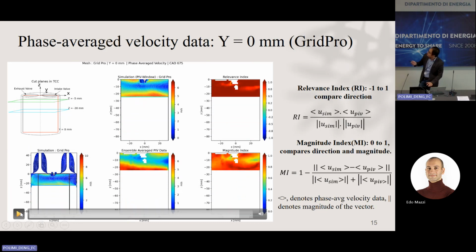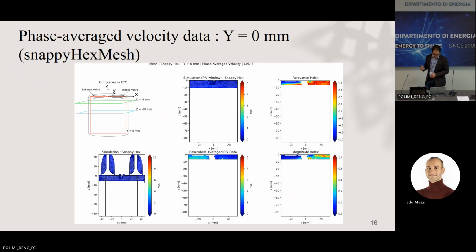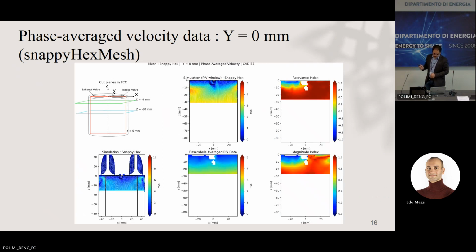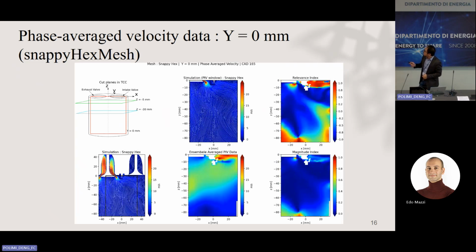And for compression, it's a very good match during the compression stroke. So let's see the similar, this one is with Grid Pro, and let's see the similar with SnappyHex Mesh. So now we have the exhaust cycle to start.